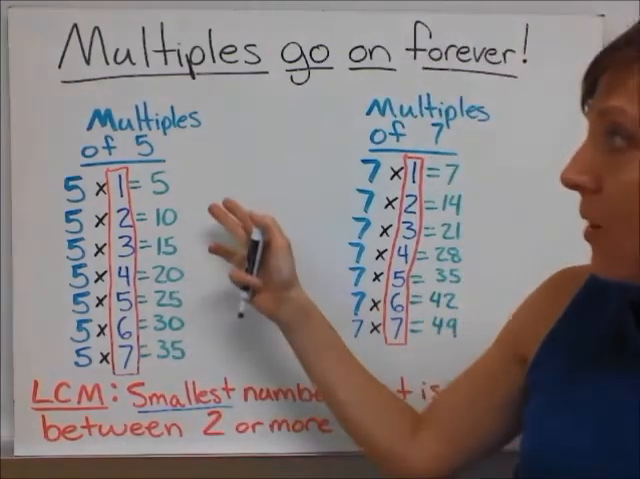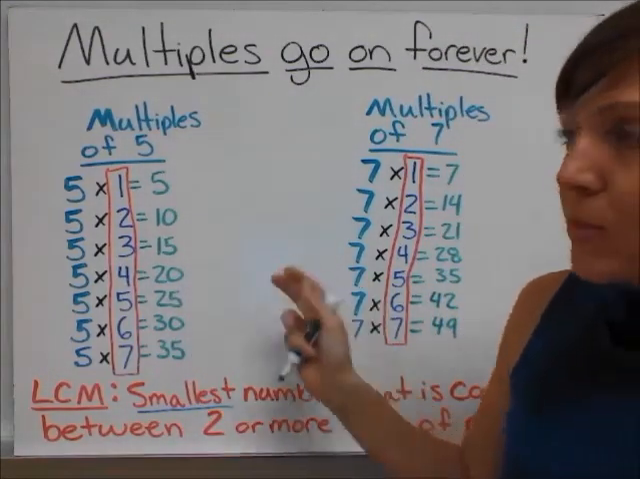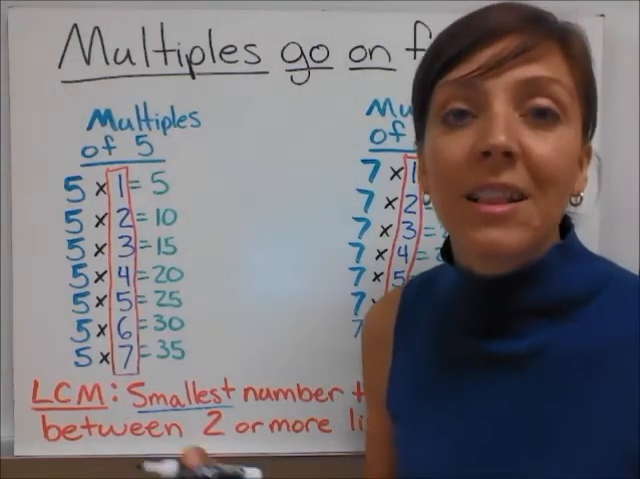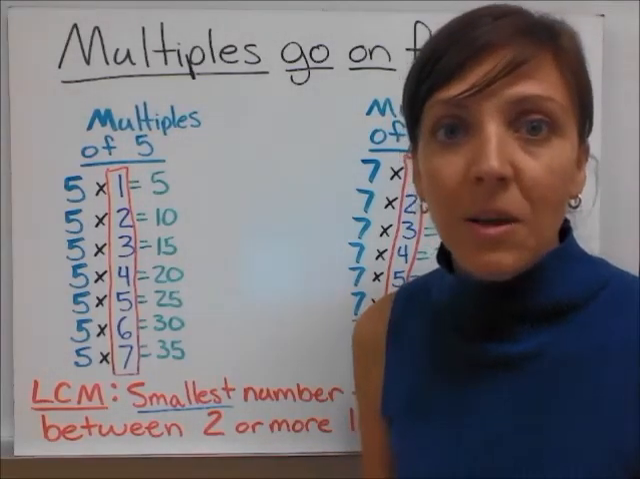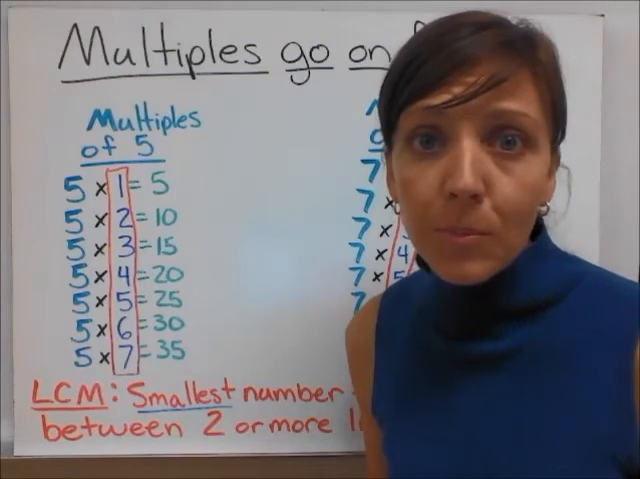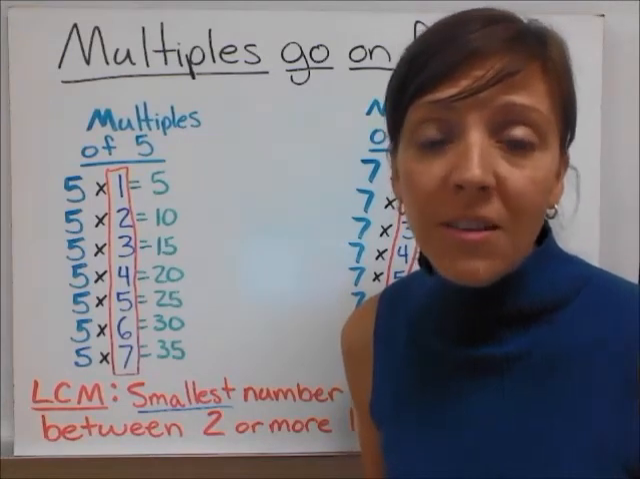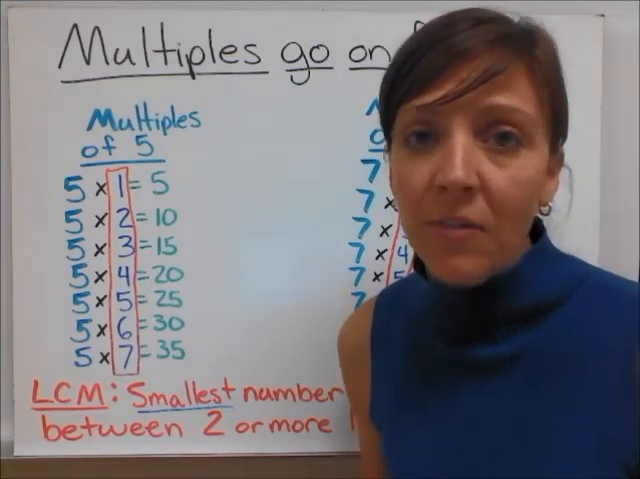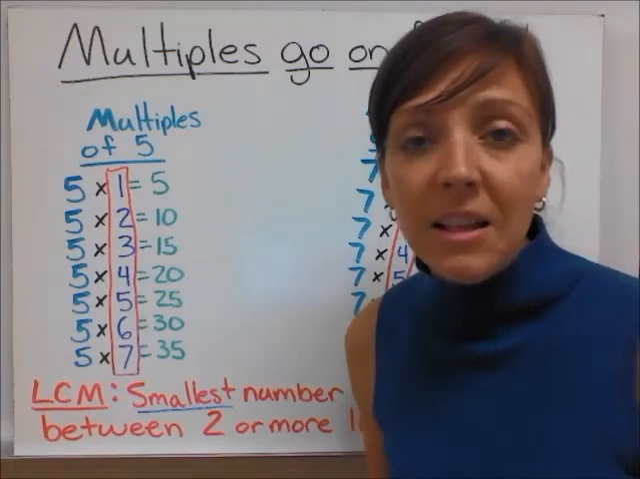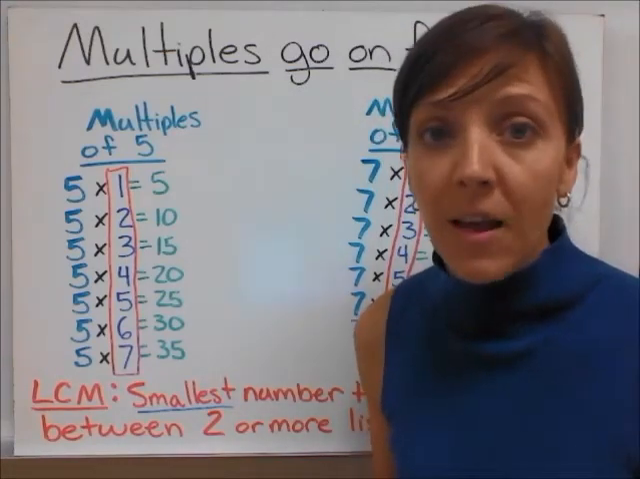All right, so since multiples go on forever, that's why we look for the least common multiple. Because if we were looking for the largest multiple, we would spend our whole entire life looking and we would never ever find it. The least common multiple can be found.